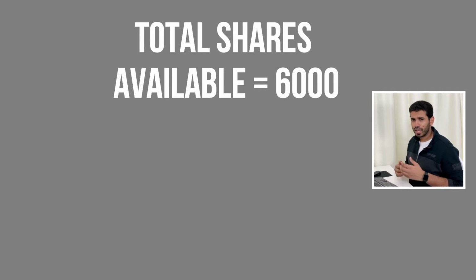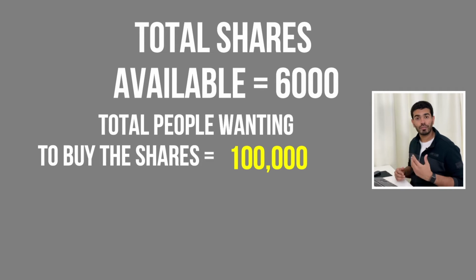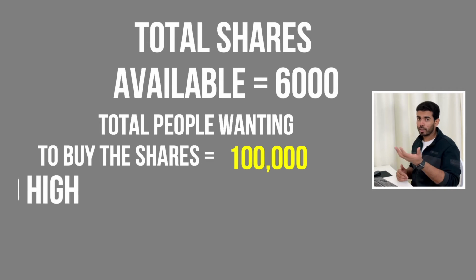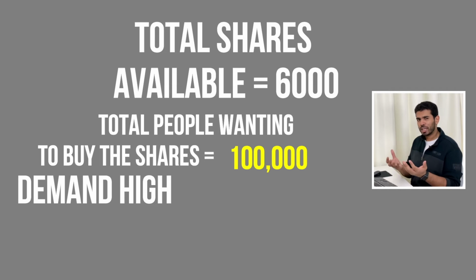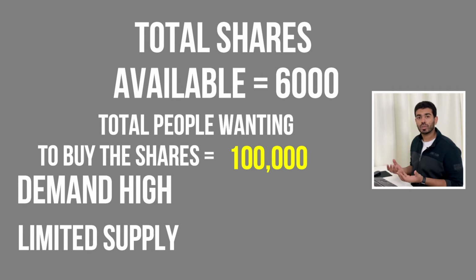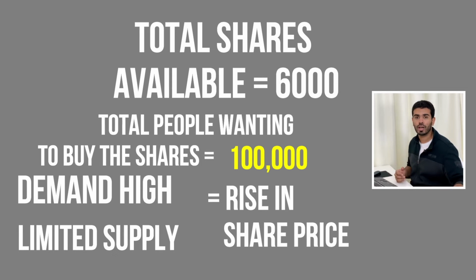So now, let's say there are 6,000 shares available and there are a total of 1 lakh people who want to invest into these stocks. Now automatically you'll see the demand is very high. There are 1 lakh people who want it. At the same time, there are only 6,000 stocks available. So supply is quite limited. So when the demand is high, supply is quite limited, you will automatically see the stock price going up.